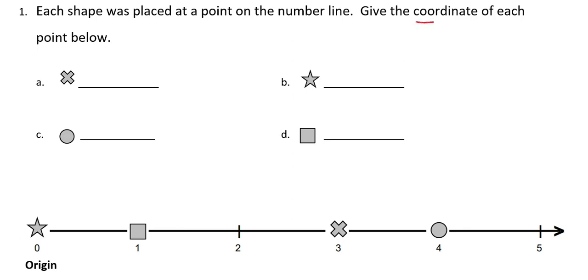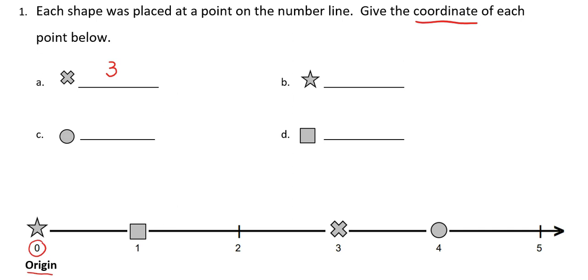So the word coordinate refers to a number on a number line or a pair of numbers on a grid that would locate a point on that number line or on that grid. One thing to notice on our number line below, the 0 on the number line is called the origin, or the starting point of that number line. So if I look at the x on the number line, we would say that its coordinate is 3, because that's the point where it is found on that number line.